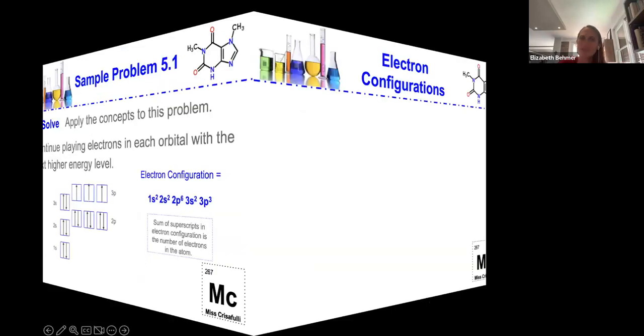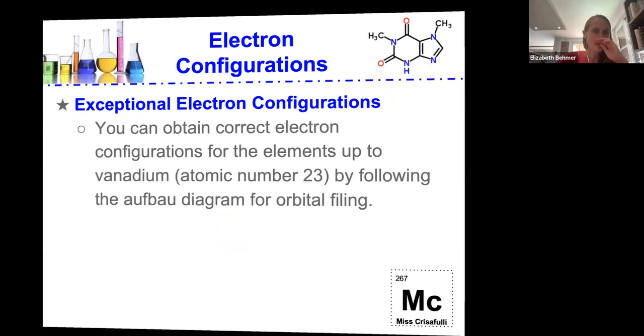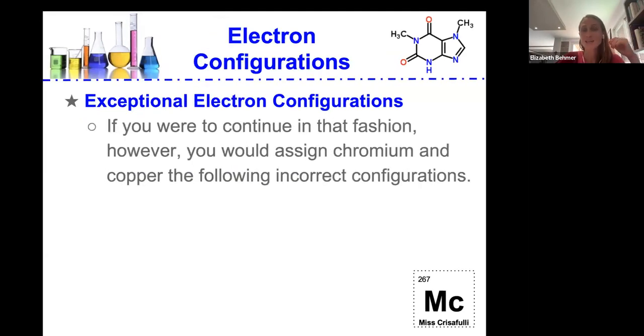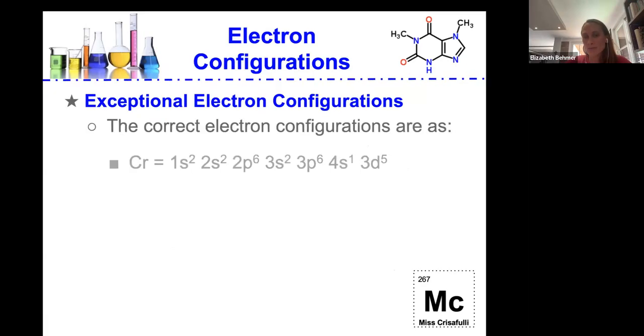Exceptional electron configurations. You can obtain the correct electron configurations for the elements up to vanadium, atomic number 23, by following that Aufbau principle for orbital filling. If you were to continue in that fashion, however, you would assign chromium and copper the following incorrect configurations. So there is a point at which we need to change our process for doing this. The correct electron configurations for chromium and copper would actually be this.